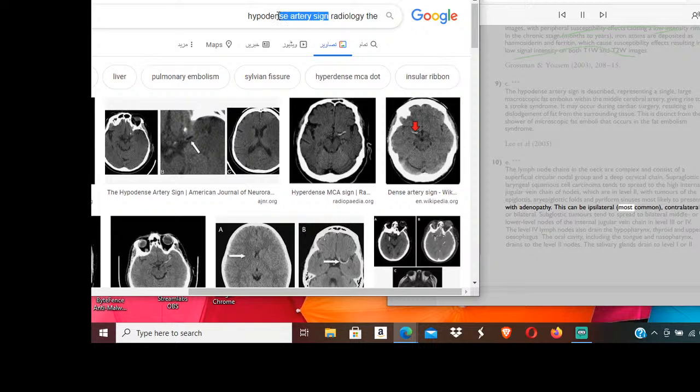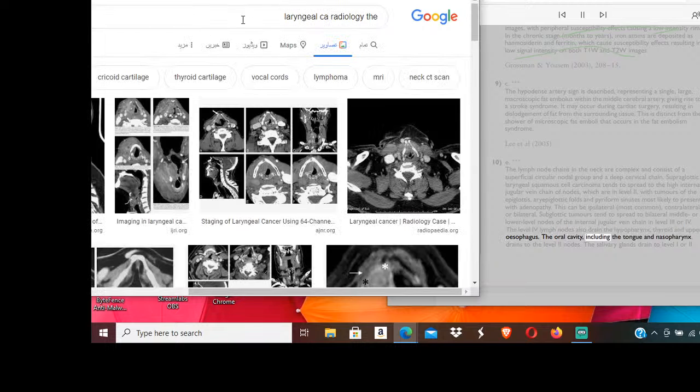This can be ipsilateral, most common, contralateral or bilateral. Subglottic tumors tend to spread to bilateral middle or lower level nodes of the internal jugular vein chain in level 3 or 4. The level 6 lymph nodes also drain the hypopharynx, thyroid and upper esophagus. The oral cavity, including the tongue and nasopharynx, drains to the level 2 nodes. The salivary glands drain to level 1 or 2.